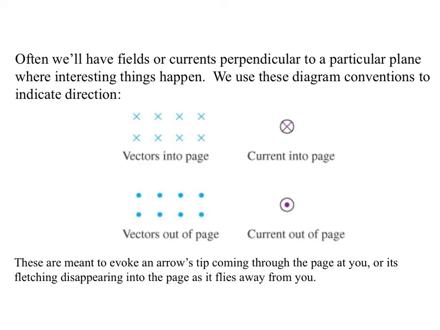In both cases, the symbols are meant to evoke the idea of an arrow tip coming through the page, so somebody has fired an arrow from below, and it's just piercing into the page at you. Or it's been fired from you into the page, and the fletching, the little arrow feathers on the back of the arrow, are just about to disappear into the page. Is that particularly clever? I don't know. As always with mnemonics, it's probably most effective because it's a little bit silly.